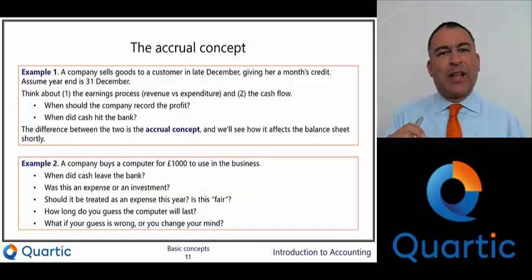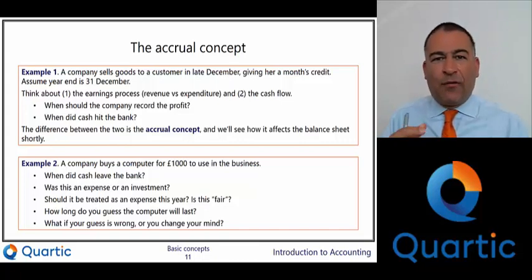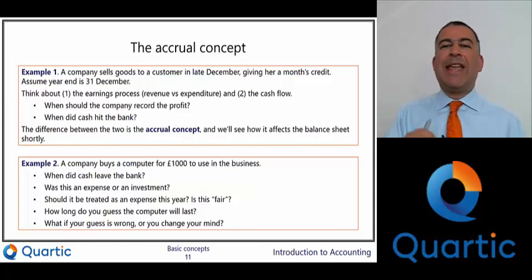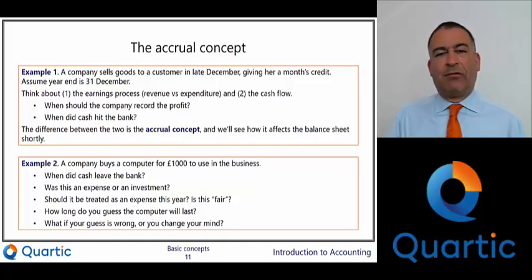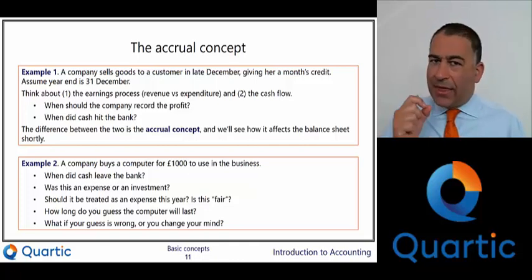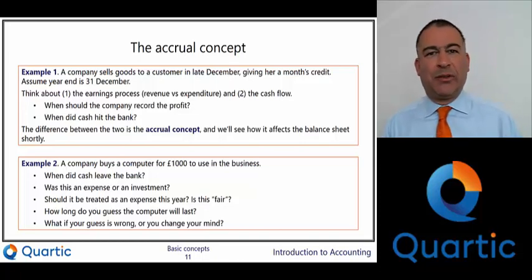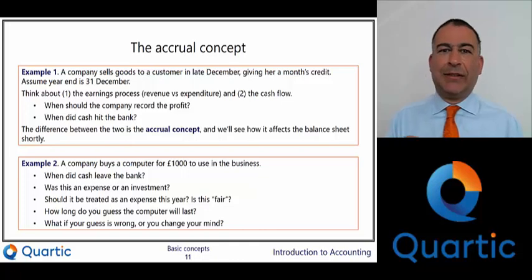If the computer's now spread out over 4 years instead of 2 years, this year's income statement is going to show a £250 depreciation instead of a £500 depreciation. So I've just reduced expenses by £250, from 500 to 250. That means I've just increased profit by £250 as well. How easy was that? I changed my mind and made £250 more profit. As I said, it's a dark art.